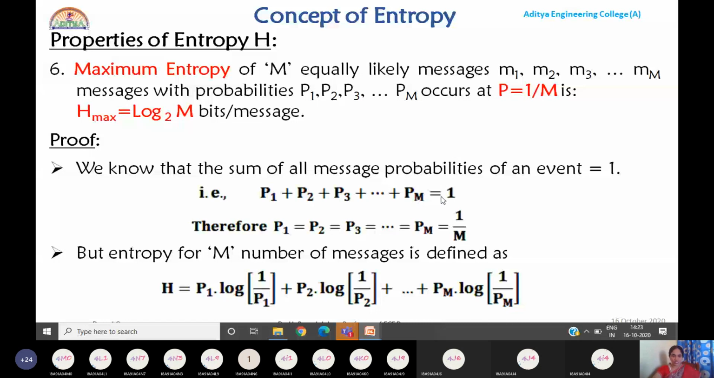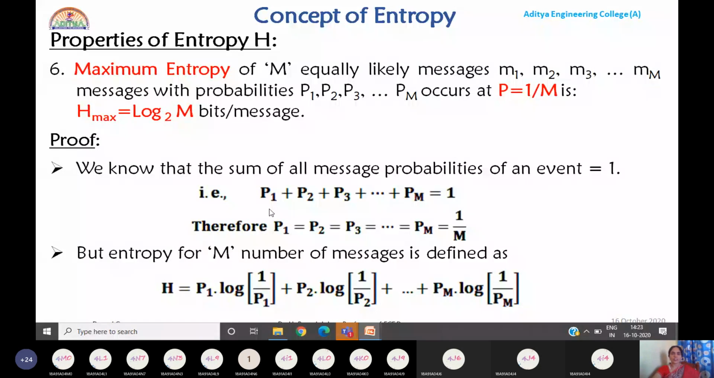Using these two expressions, upon replacing P1 as some P, P2 as some P, and P3 as some P, because all these values we consider as some P, M into P will be 1, because you are adding P M number of times. So P will be 1 by M. That's why the probability of all the individual messages is 1 by m.